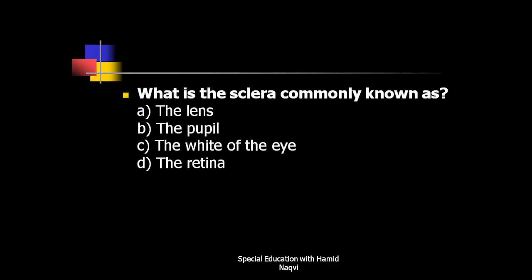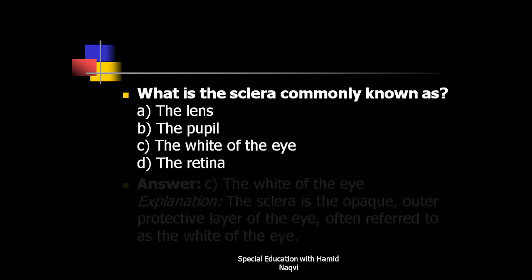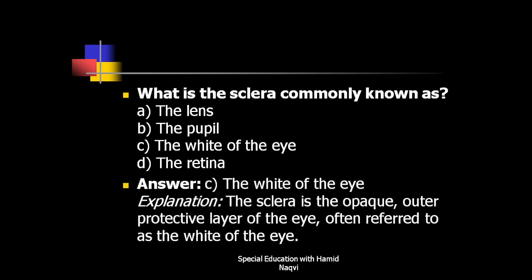What is the sclera commonly known as? The lens, the pupil, the white of the eye, or the retina? The answer is the white of the eye. The sclera is the opaque outer protective layer of the eye, often referred to as the white of the eye.